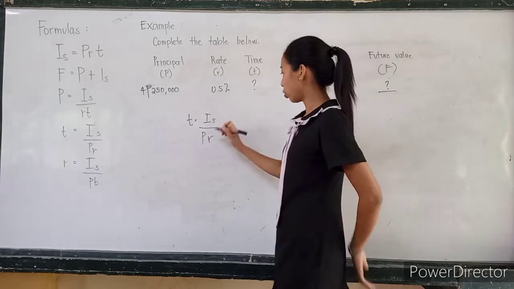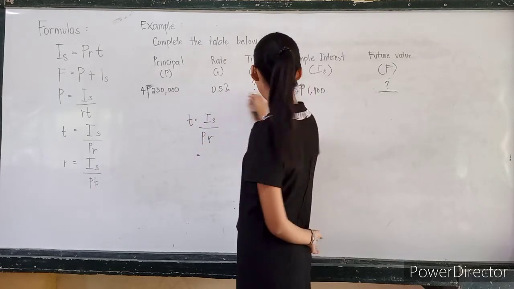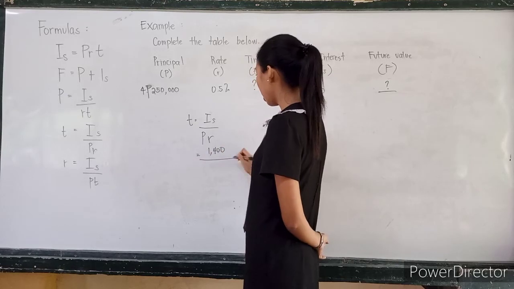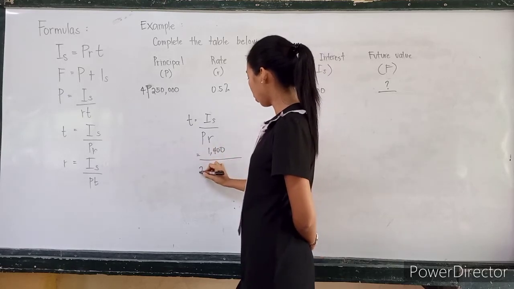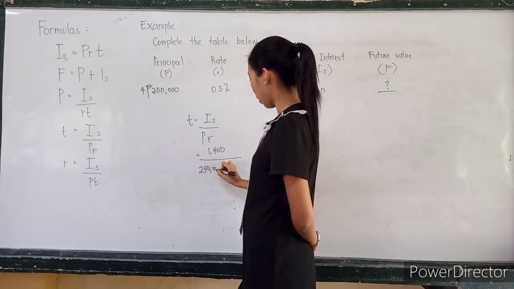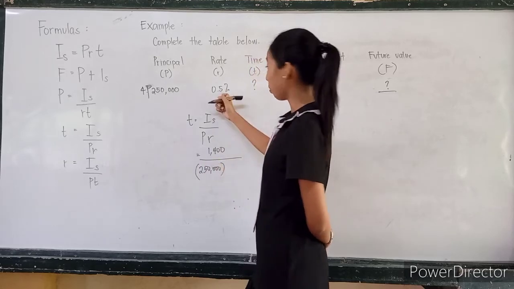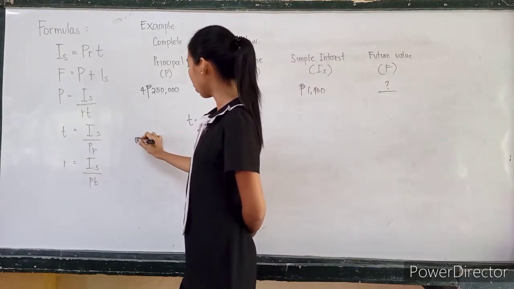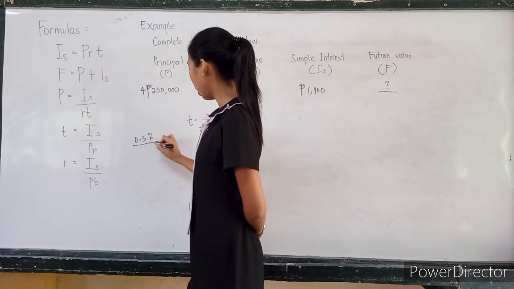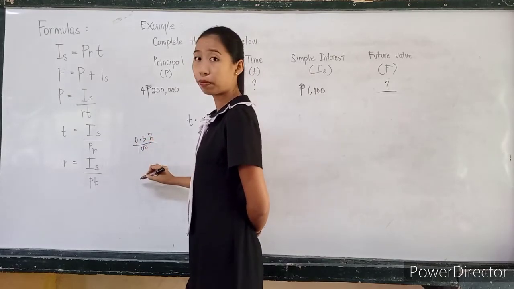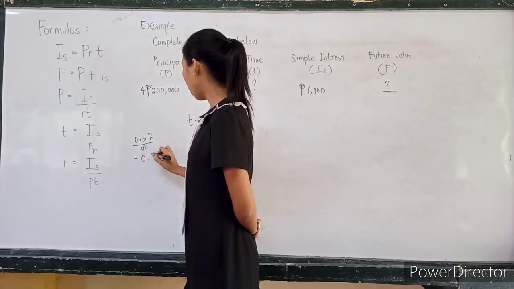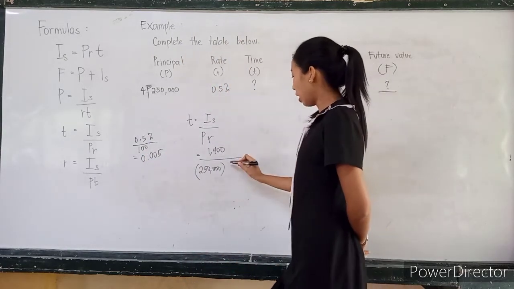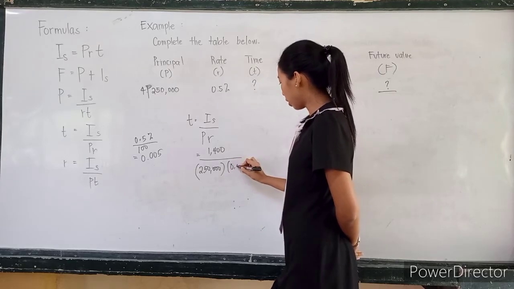So, let us substitute. We have IS, which is 1,400 pesos, divided by P, which is 250,000 pesos, multiplied by our rate here, which we are going to convert first. So 0.5% divided by 100 is going to be 0.005. And then substitute 0.005.